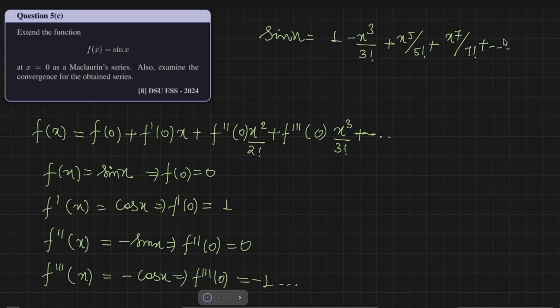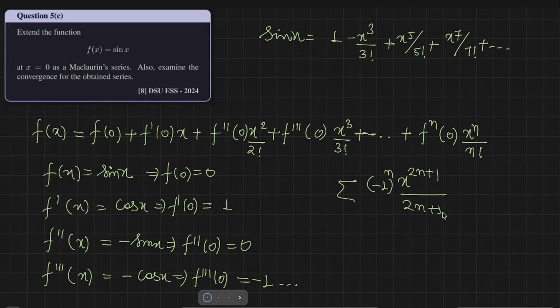You have to check the convergence for this. So what will be the nth term for this? It is very easy to get the nth term. The nth term will be the nth derivative at 0 times x power n upon n factorial. What will be the nth derivative? That is very easy. From here you can easily see it is x power odd, meaning 2n plus 1, but it is alternating, minus 1 power n, and the factorial is basically odd factorial, 2n plus 1 factorial. So this is the nth term of this series. It's very easy to identify.